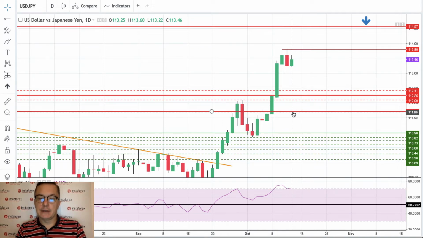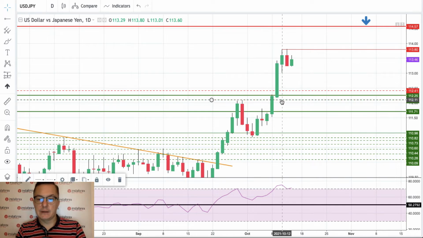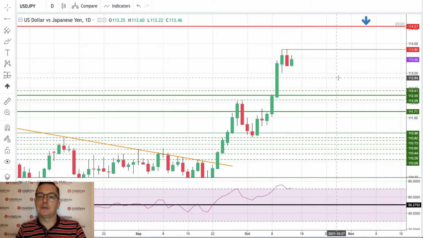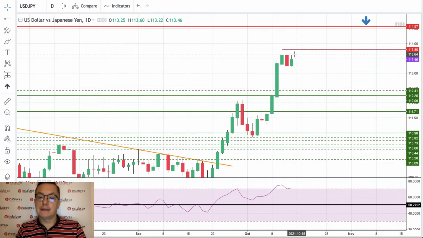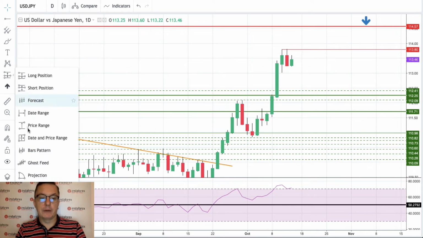Whether there are some kind of sellers or some kind of buyers. There should be plenty of buyers on these levels if this is a genuine market move. So what do we have here is very simple. All of these levels are now a technical support for the US dollar to Japanese yen, and we expect this market to go higher, but it might get some pullback on the way up.